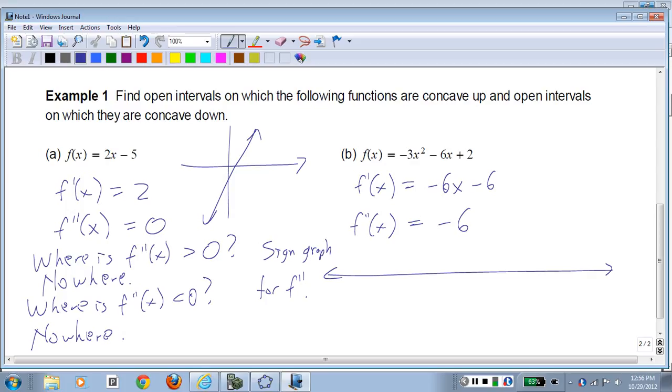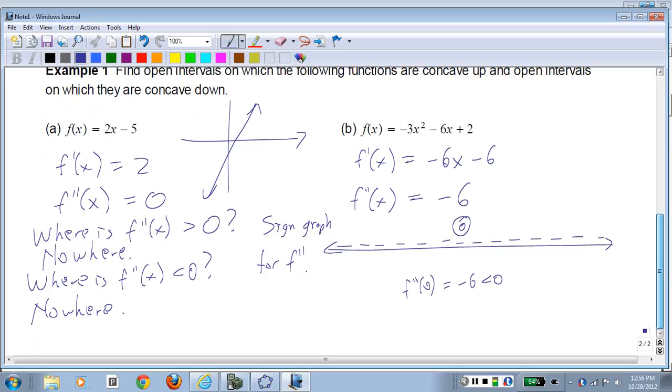Well, the second derivative is constant. It's not constantly equal to 0 like it was in the previous example. So there aren't any. So if we choose a test number, the sign won't change. So I just need a number between negative infinity and positive infinity. 0 works. So 0 is my test number. So f double prime of 0 is negative 6, and that's negative. So the second derivative is always negative. It's negative at 0, and it's negative everywhere else. It's always negative 6.